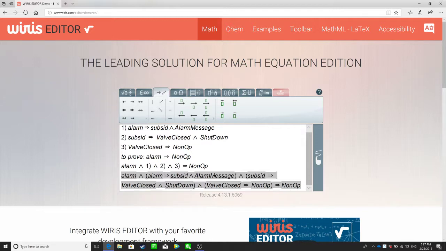We know alarm. We know 1, 2, 3. We use and to connect them. We want to imply, and then we imply non-op. We want to prove this whole thing is true, right? And this highlighted thing is only where we replace this 1 with this extra 1 here. 1, 2, 3. That looks pretty complicated, right?